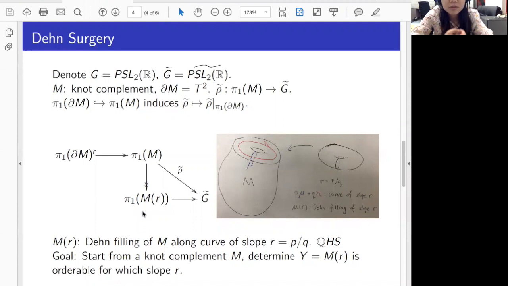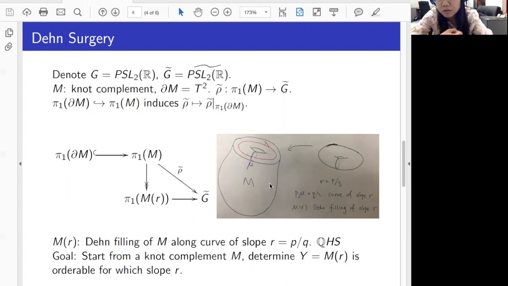Another technique we will use to show left orderability is called Dehn surgery. For simplicity of notation, we will denote PSL2R by G and PSL2R tilde by G tilde. We will start from a knot complement M. It roughly looks like this. The boundary of M is a torus. So we could draw the meridian and the longitude on the boundary.